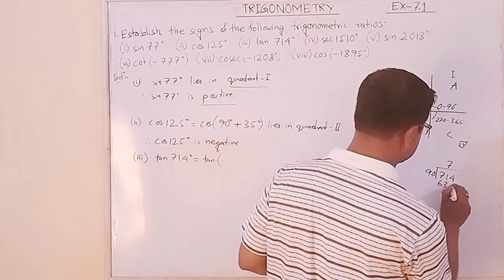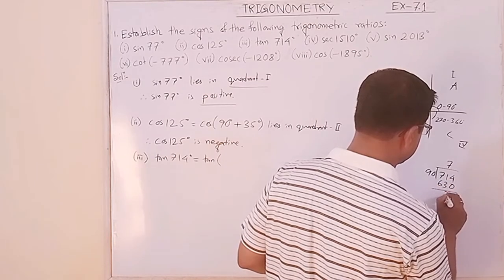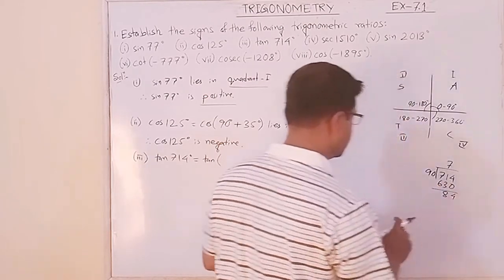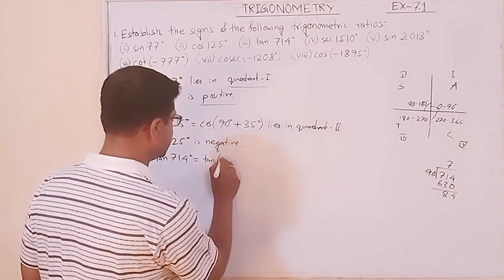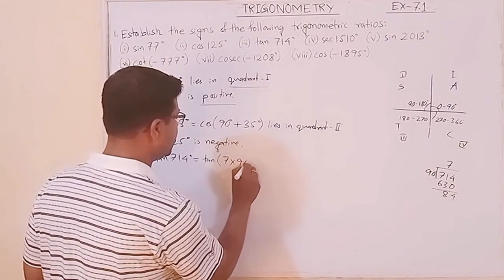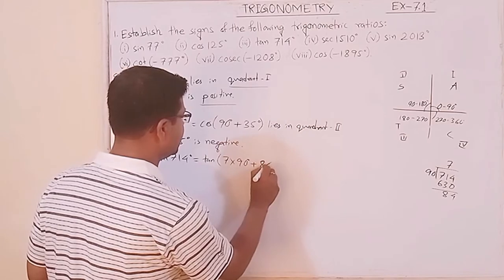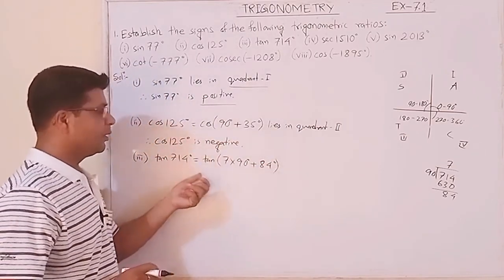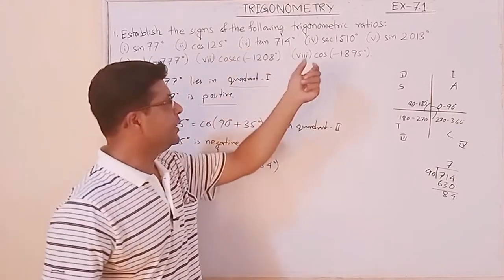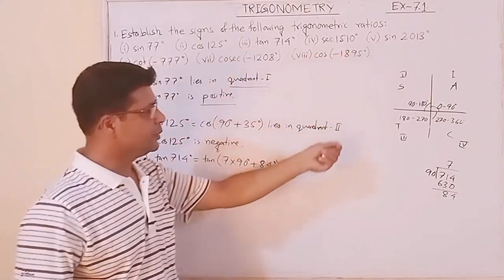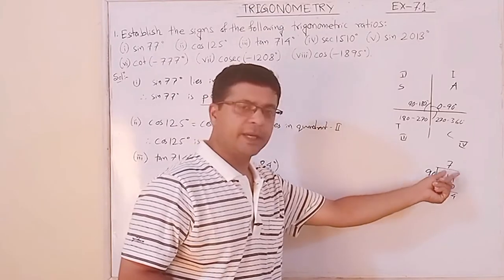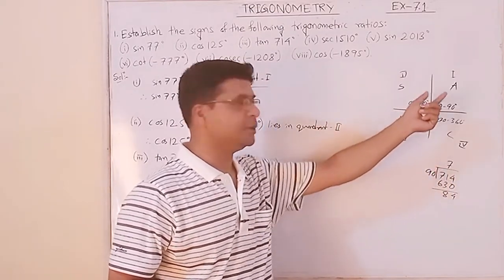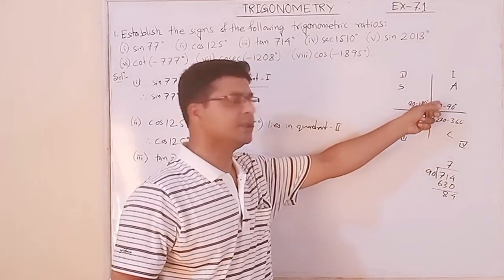So how to write? That is 7 into 90 degree plus 84 degree. Got it? Whatever be a big number, big angle, always we shall divide that angle by 90 degree to find its position, because each quadrant is of 90 degree.